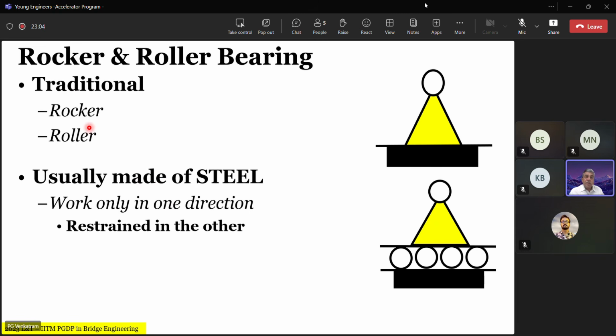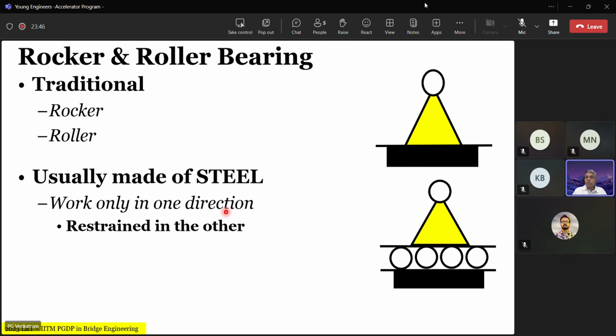So you should be able to understand what rocker and roller bearings are. They are usually made of steel, and they work in one direction at a time only. They are not capable of sustaining bidirectional displacement. If you recall, two lessons back, when we talked about the breathing unit, you realized that most decks have movement or displacement in both directions. These bearings are incapable of accommodating movements in two directions. They can accommodate movement only in one direction.